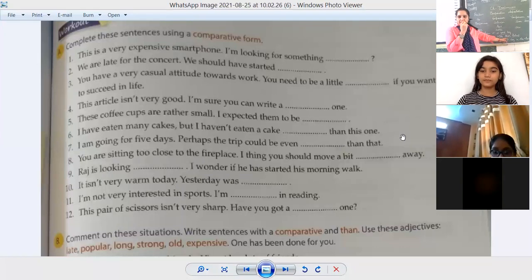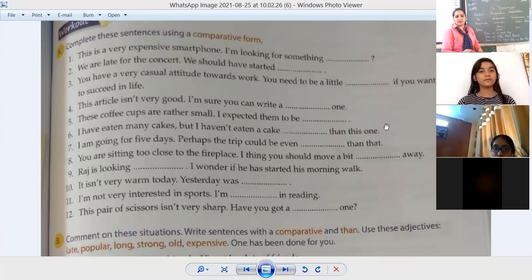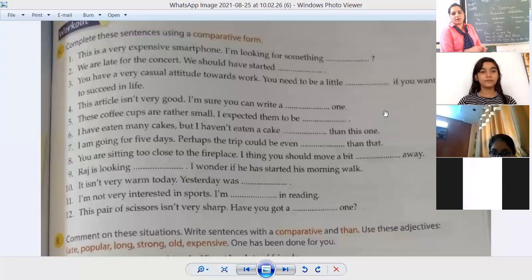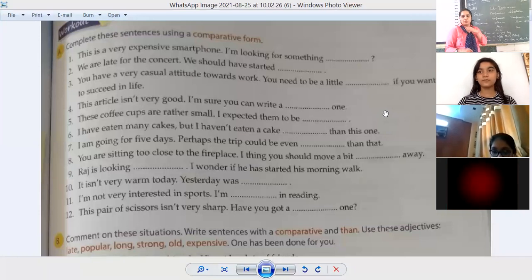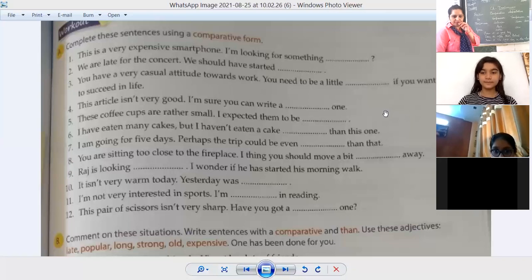In the comparative degree, we use er and than. Then in superlative, we use est, and we are comparing more than two. In some adjectives, like intelligent, more intelligent, most intelligent, we cannot change their form to er or est. We put more and most with them. Okay. Am I clear, children?